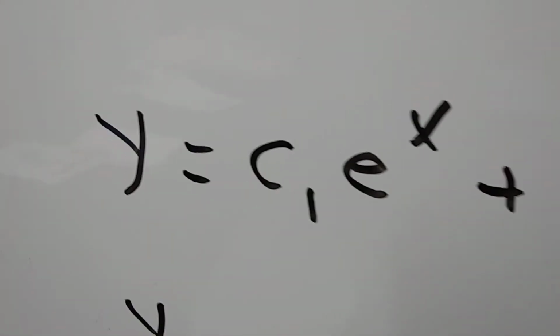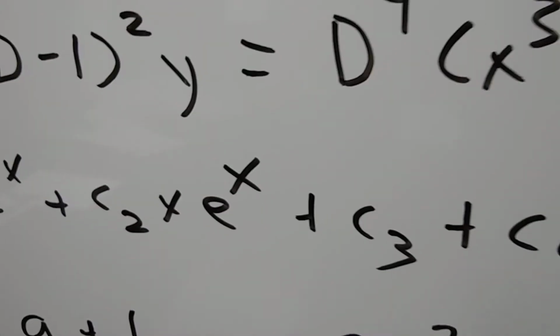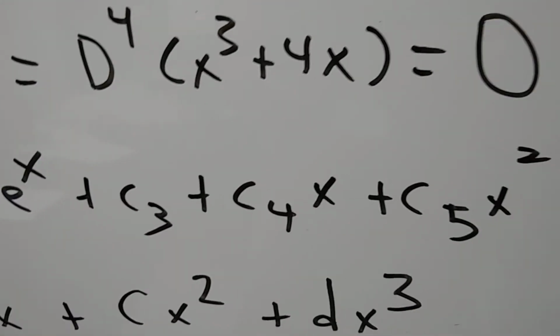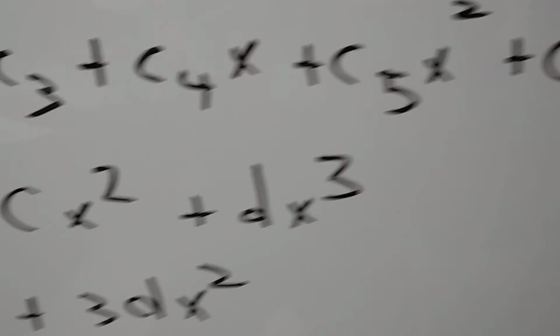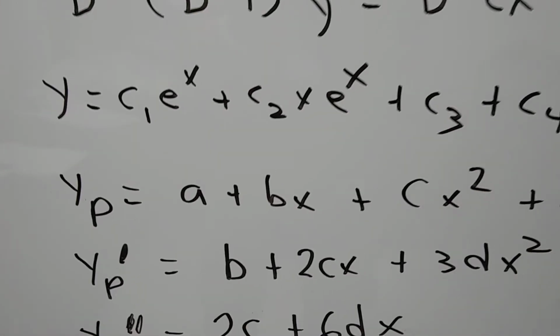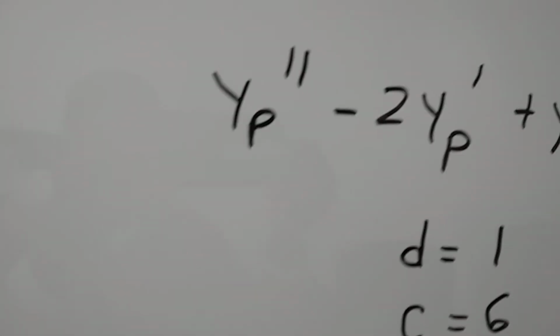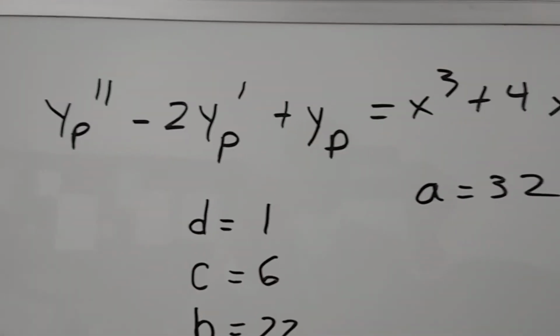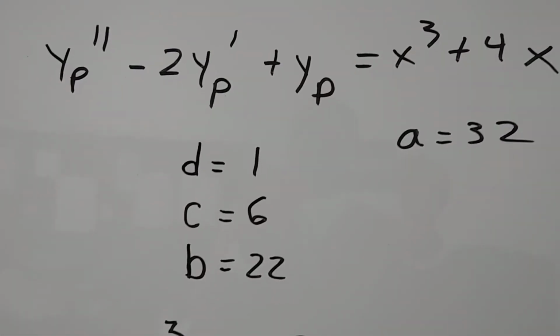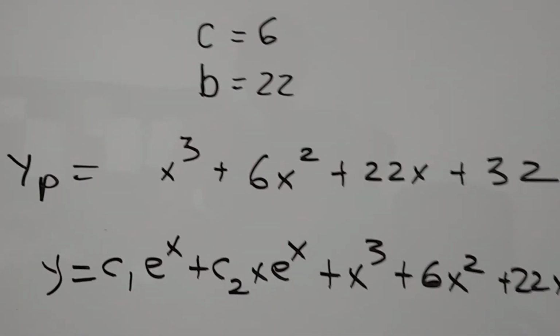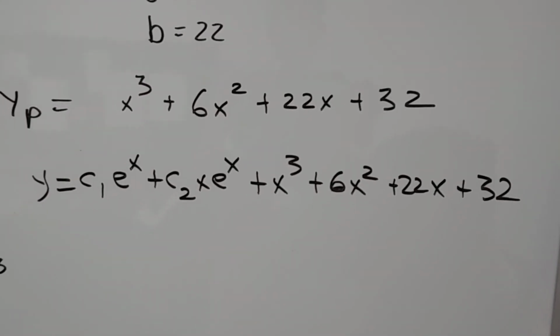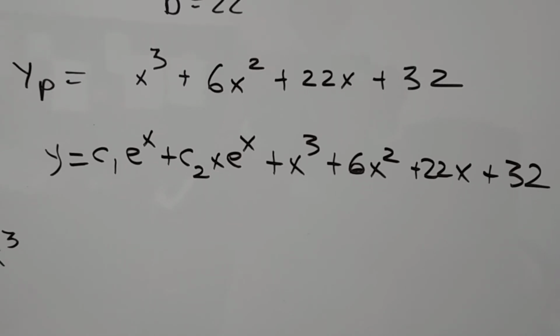We come up with a proposed solution that's got coefficients in it. We find a particular part of it, as we did. Then we have to go back and plug it into the original equation, which we did, to find the constants for it. And then we get our general solution by adding it to the complementary solution.